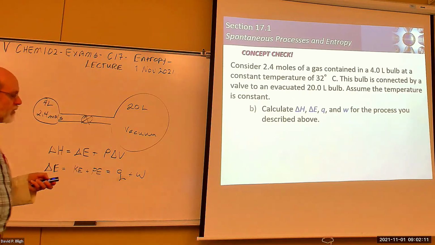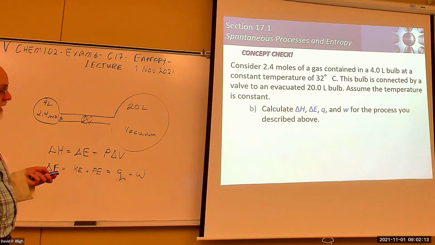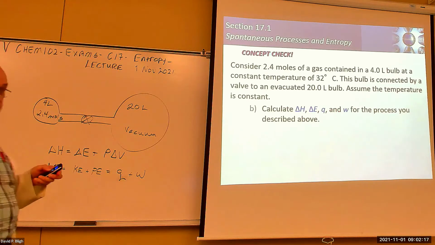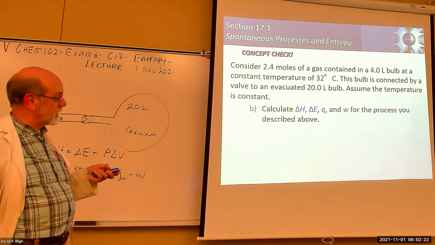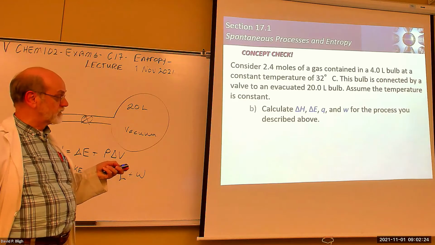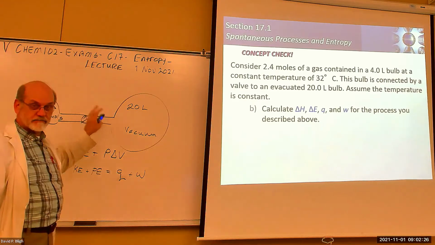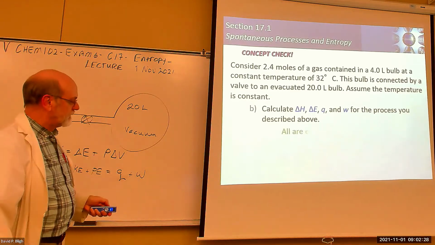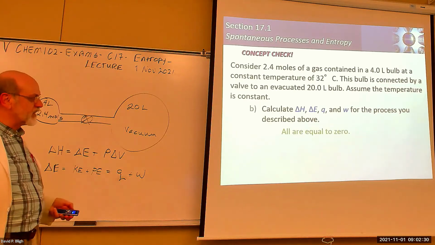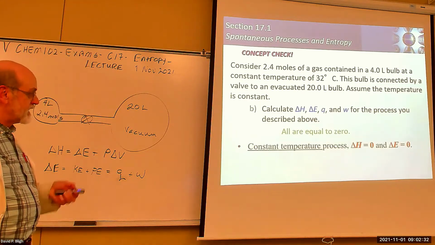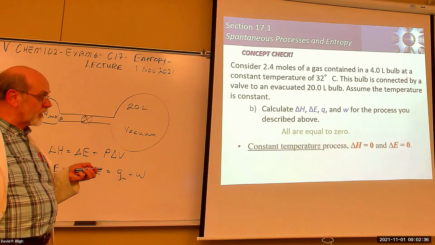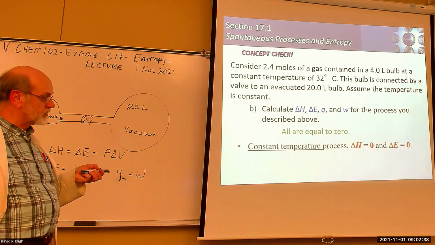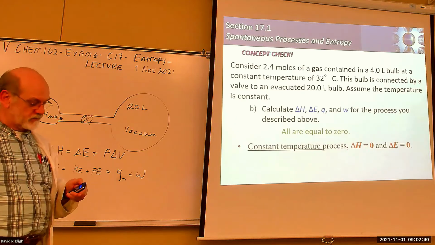Let's look at this same problem again. Now, what if we calculate delta H, delta E, Q, and W for that? We did that in a previous chapter, and we determined that all of these values are 0 for this type of process. And here's the re-explanation. If the process is at constant temperature, then you're not going to get any heat flow at all. Delta H and delta E have to be 0.